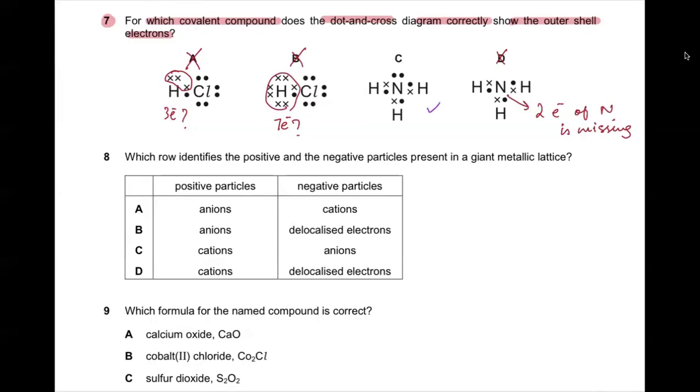Because you can see there are 5 electrons which are represented by dots or crosses of nitrogen, and each hydrogen has 1 electron. So C is the correct answer.